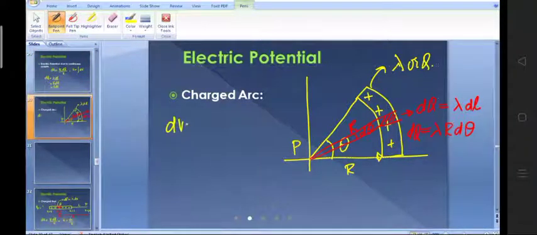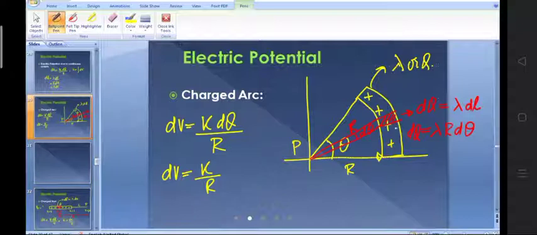Then we can calculate the potential at this point because of this. So what's that? That's dv, which is equal to k multiplied by charge, which is dq, divided by distance, that is equal to r. Okay, perfect. Now here dv is in turn equal to k divided by r. This dq will be replaced by lambda r d theta. Fine. This r and r is going to cancel. So dv is equal to k lambda multiplied by d theta.